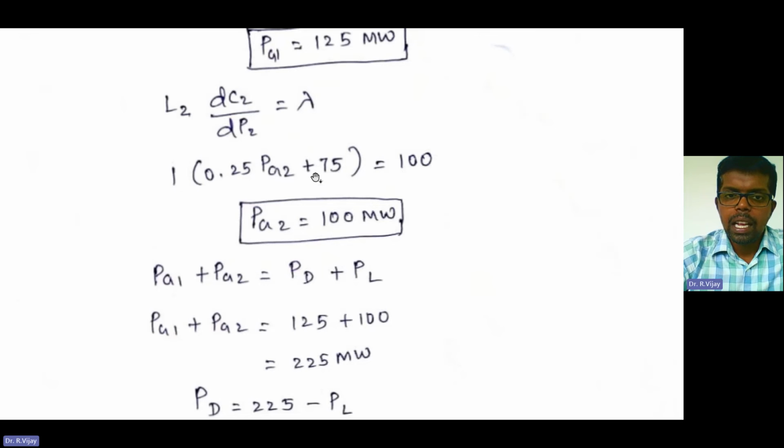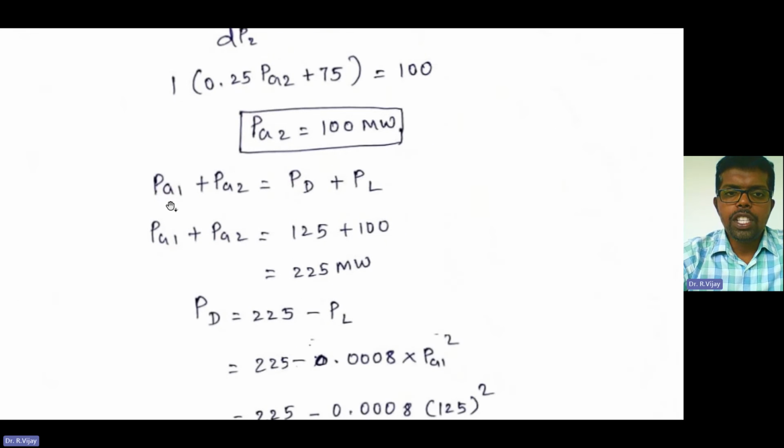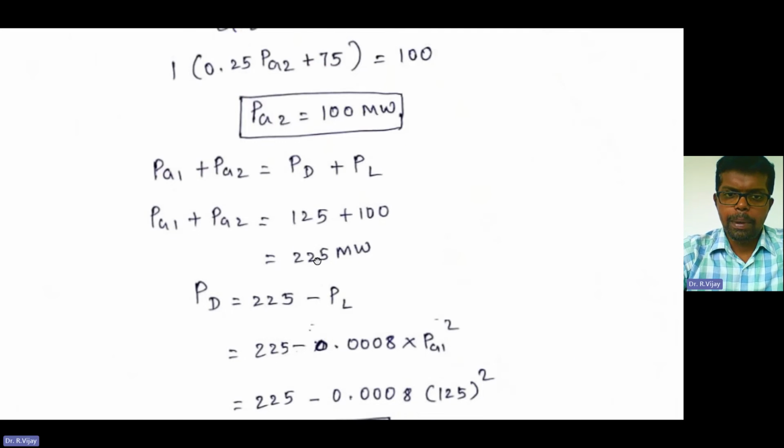So here, while simplifying, we'll get PG2 as 100 megawatt. Now PG1 plus PG2 is equal to PD plus PL. PD is given in the problem as 125 megawatt, and PL is also given as 100 megawatt. So just add them, and you'll get 225 megawatt. 225 megawatt is nothing but PG1 plus PG2.